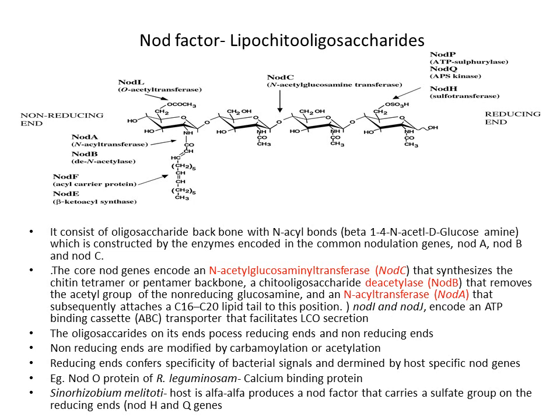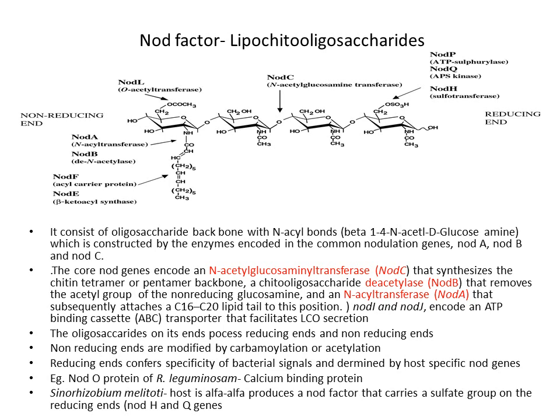lipo-chito-oligosaccharide, where this lipo-chito-oligosaccharide has an oligosaccharide backbone made up of beta 1,4 N-acetyl D-glucosamine, bound by N-acetyl bonds. This is coded by the genes nod A, B and C respectively. The role of nod C is to code for the production of N-acetyl glucosaminyl transferase, which is involved in the synthesis of the chito-oligosaccharide.